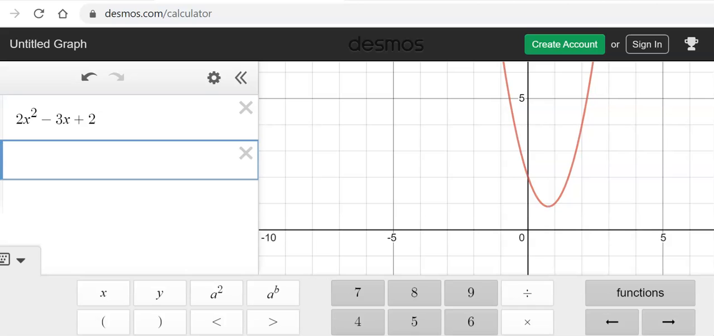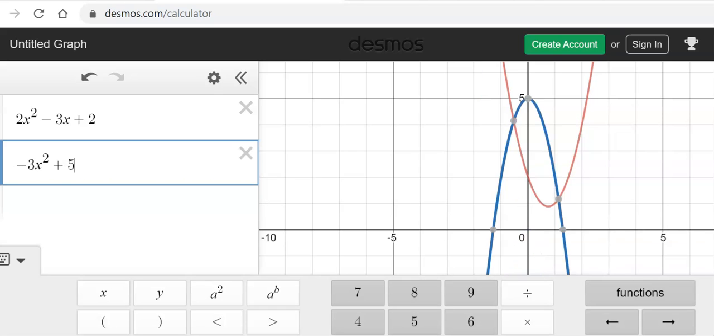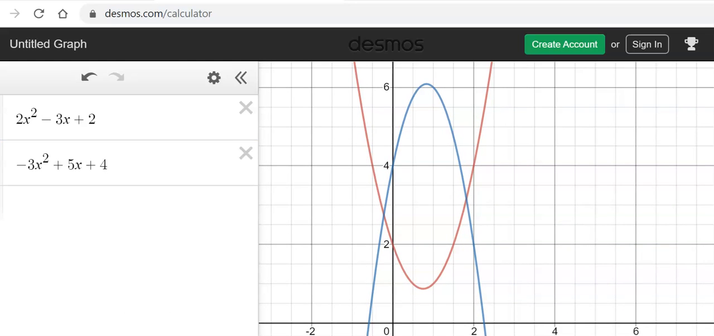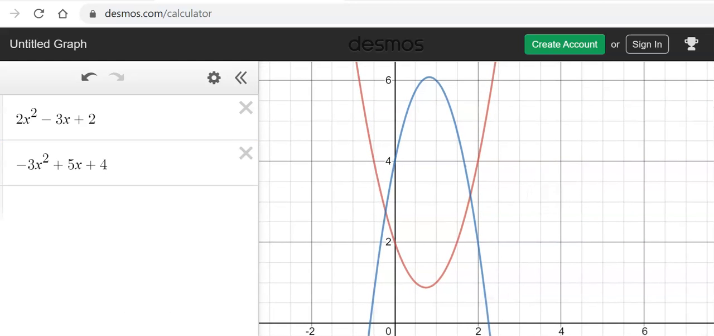and I get a chance to enter in the next equation where it says 2. So I'll put in negative 3x squared plus 5x plus 4. And here I see the blue one is the equation for the line below, negative 3x squared plus 5x plus 4. And the red line over here to the right is the equation for the top one, 2x squared minus 3x plus 2.